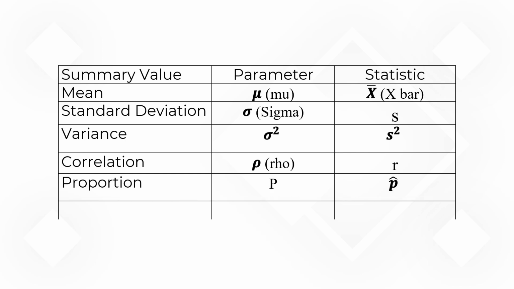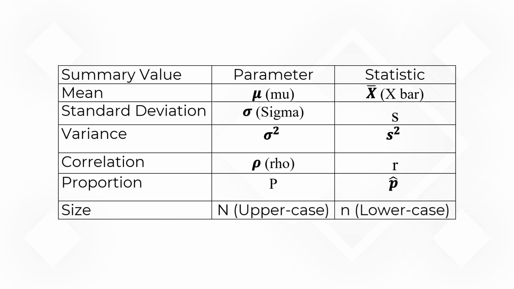The proportion is represented by P with a capital letter for the population, and with p hat, a hat above the lowercase letter p, for the sample. And finally, as we have already mentioned, the size of the population is denoted by N with a capital letter and n with a lowercase letter for the samples.